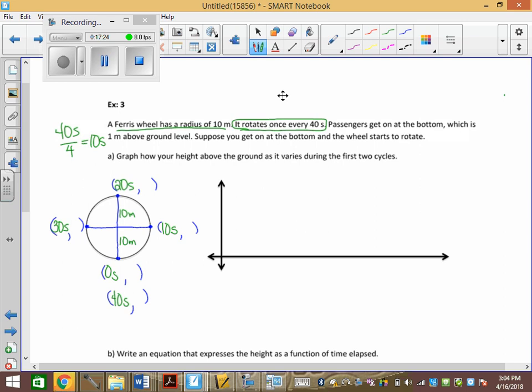Now we need to be able to get the heights. We need the y's, right? We have all the x's. The x's are really easy. Once you get the period of it, just divide it by 4. This one says passengers get on the bottom, which is 1 meter above ground level. So is this baby at ground level? No. It's 1 meter above. So I'm going to draw myself a ground level. I'm going to draw a little bottom on it. And it's 1 meter from here to here, right? We agree?